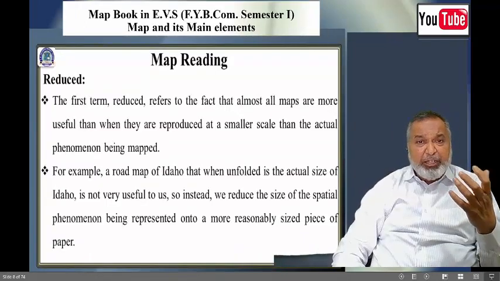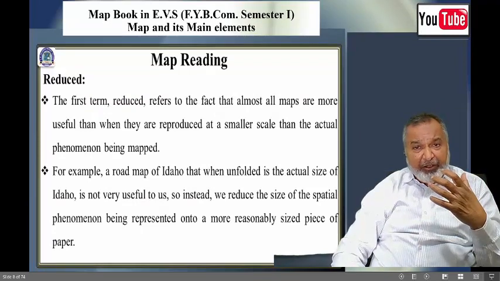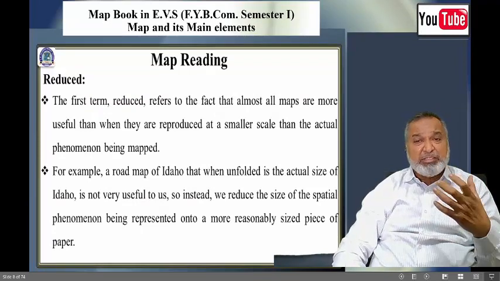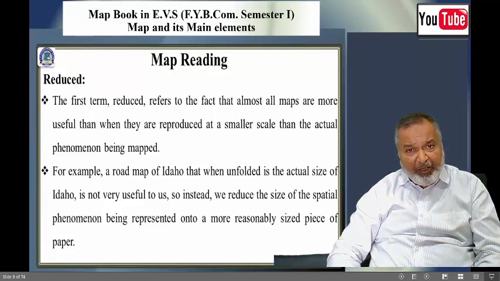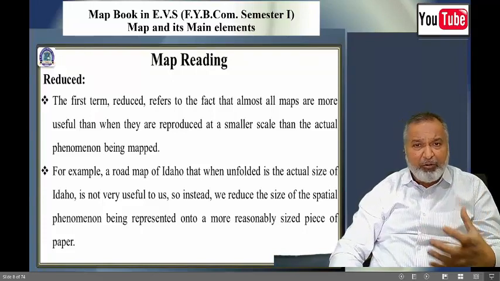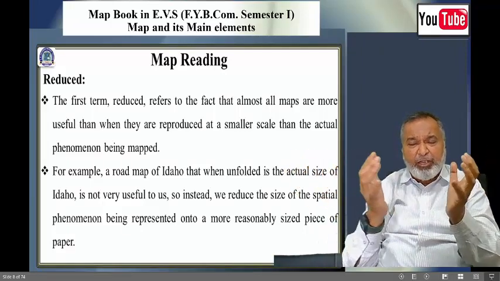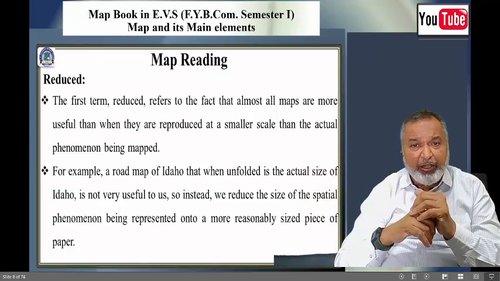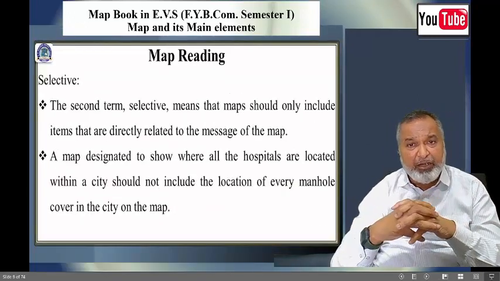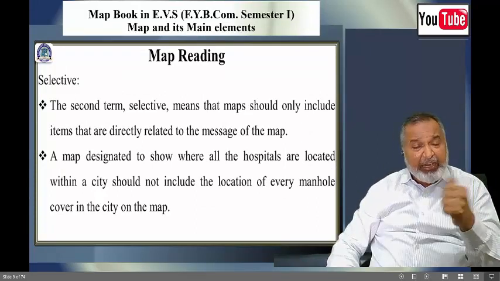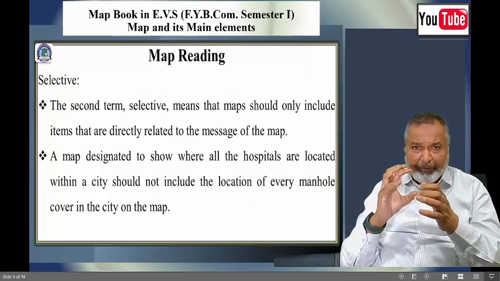The next one, the reduced maps, refers to all the maps which are more or less used where they are reproduced at a smaller scale than the actual phenomena being mapped. So that is what we are going to make, so that a large area we want to cover is put into a small area depending upon the scale on the plain paper that we have selected. Then the selective one. In that selective one we have a purpose.